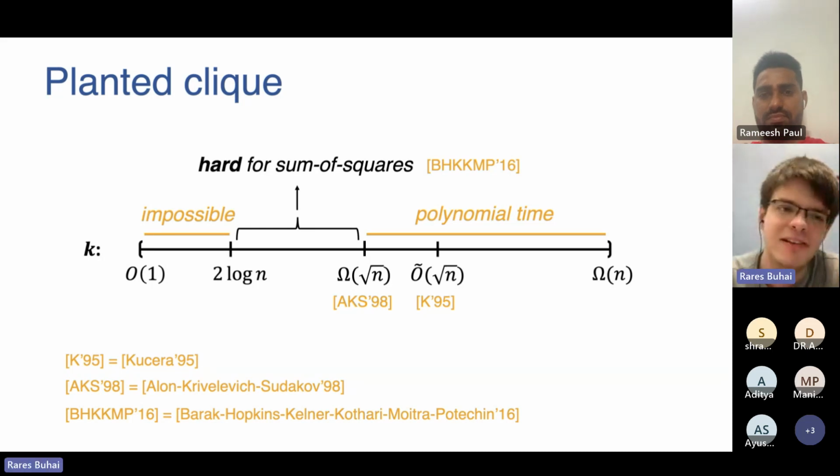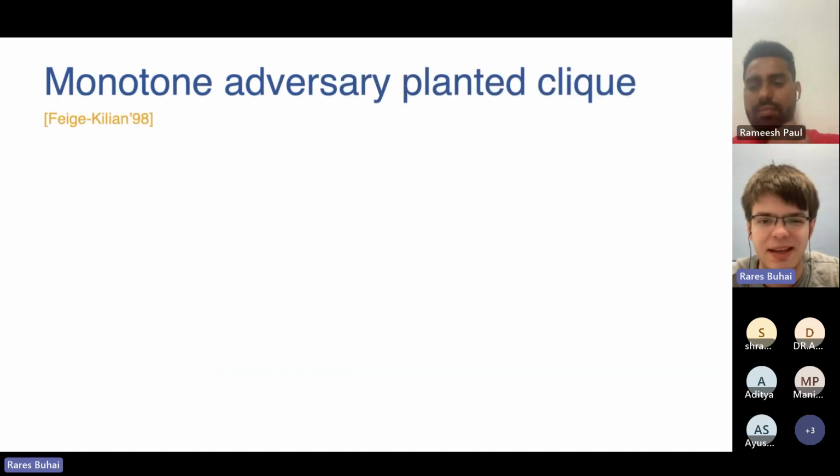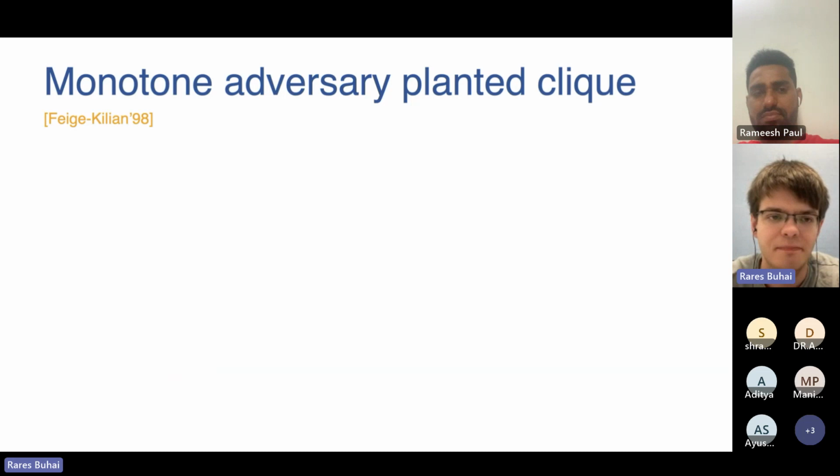So then people tried to understand, can you make this planted clique setting a little closer to the worst case setting? Can you make the setting a bit more adversarial while still being able to solve something? So one model that tries to do that is the monotone adversary model introduced by Feige and Kilian.